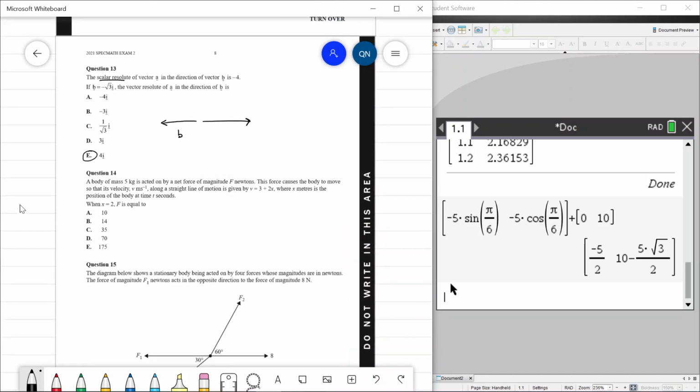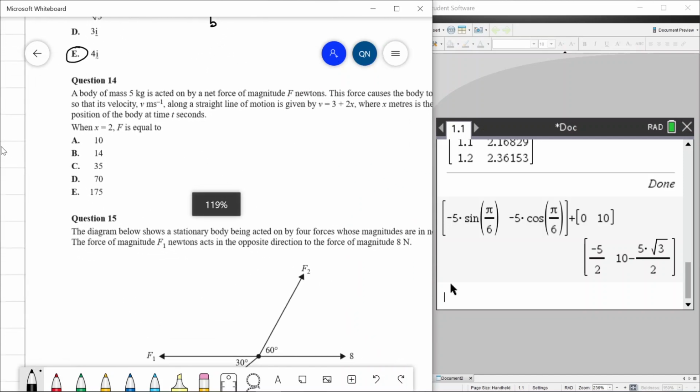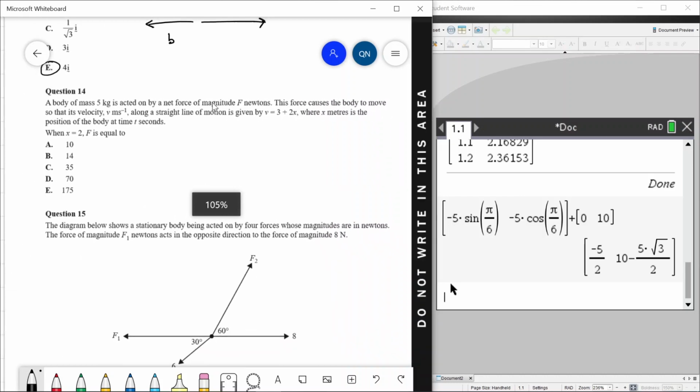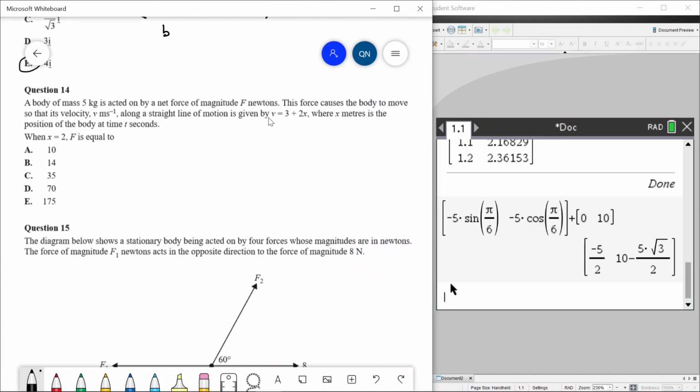So that's 13. Question 14, we have a body of mass 5 kilograms acted on by a net force of F newtons. We have some relationship between velocity and displacement here, and we want to find F when x equals 2.